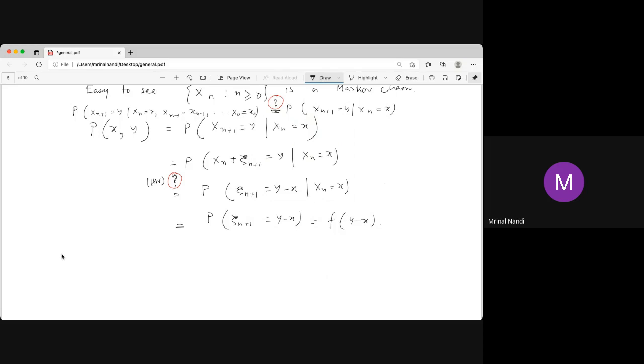Now then, what will be the joint distribution? X0 equal to x0, X1 equal to x1, Xn equal to xn. The joint distribution will start from x0, so it is pi 0 of x0, where pi 0 is the initial distribution. Then you go from x0 to x1, that means X1 equal to x1, that is x1 minus x0. Then for this mass function or density, f of x2 minus x1, up to f of xn minus xn minus 1.